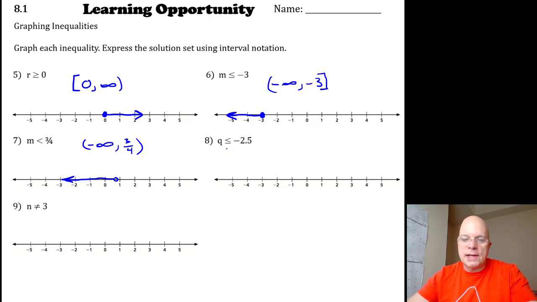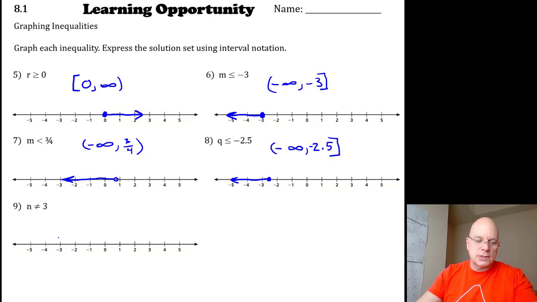Number 8, q is less than or equal to -2.5. -2.5 is right here, and I'll indicate that it's included with a solid dot, and then I'll put an arrow to the left to indicate that all values less than or equal to -2.5 are included in the solution set, which starts at the lowest possible value, -infinity, and ends at the greatest possible value, -2.5, including -2.5, so indicate that with brackets.